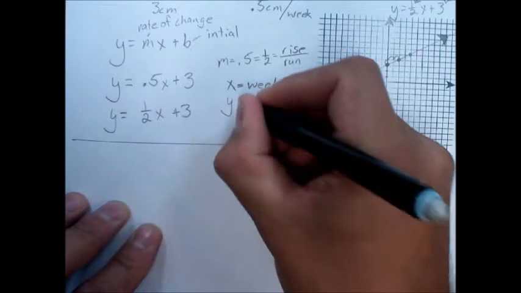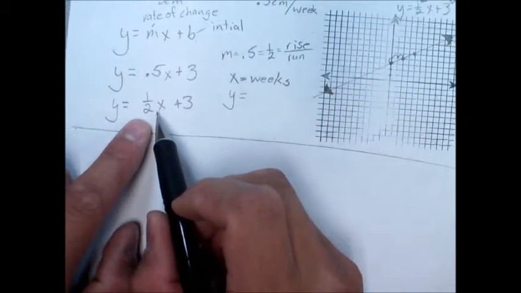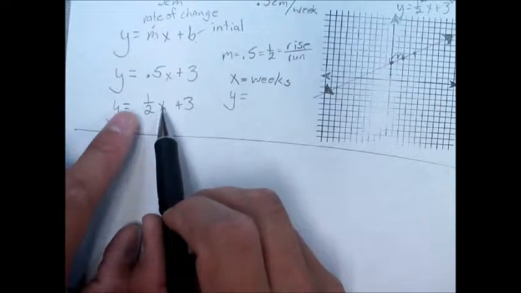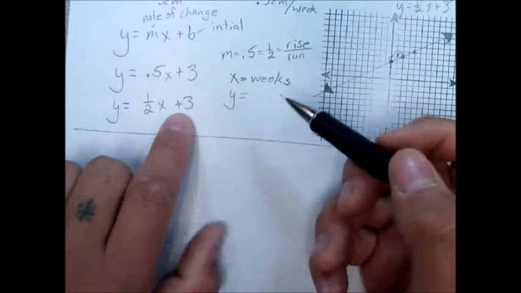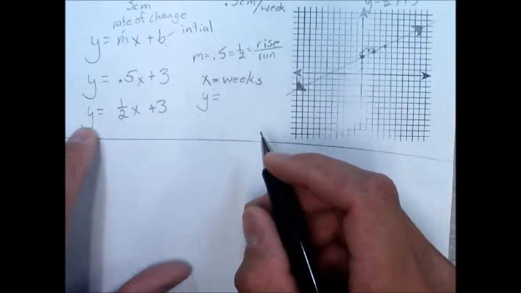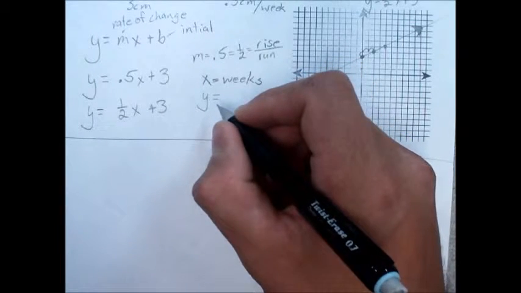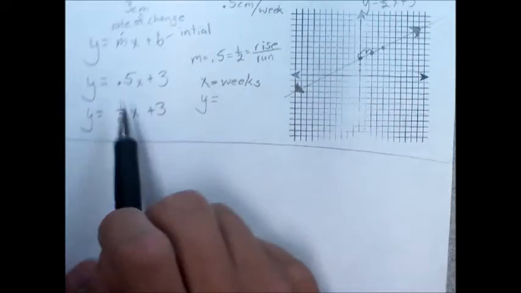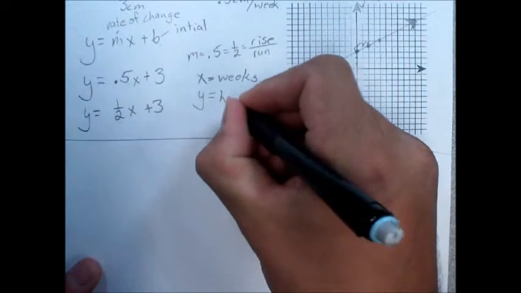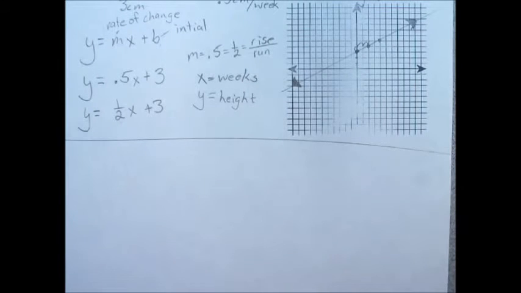And y then, if I was to plug in, let's say 2 for my weeks, 1/2 times 2 is 1, plus 3 is 4. What would 4 be in this case? Because y is our what? Y is going to stand for our what? Height. Right? Our overall height after however many weeks. We have to be able to define our variables. We can't just randomly set variables without knowing what they are.